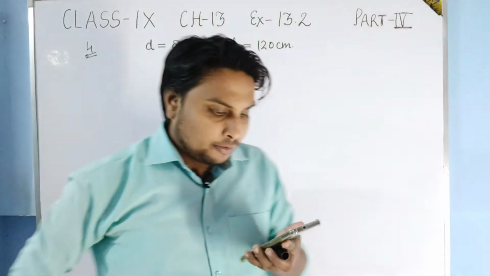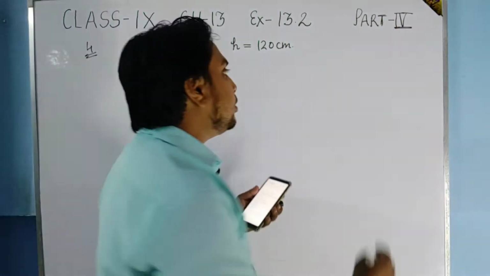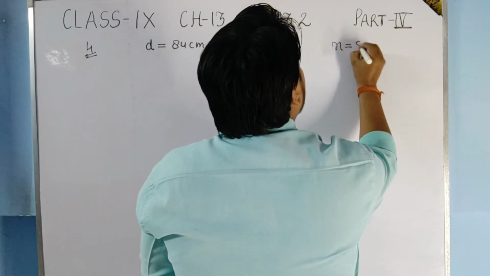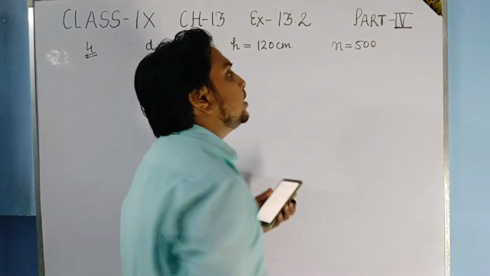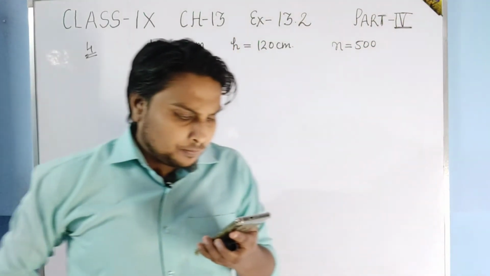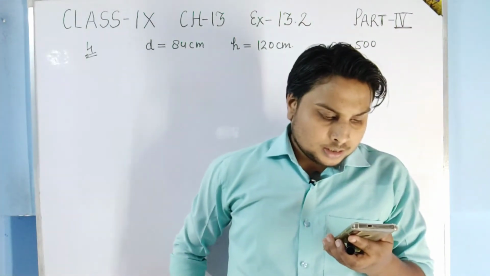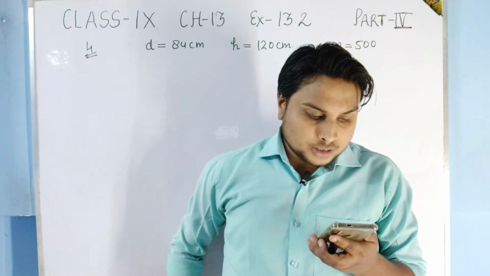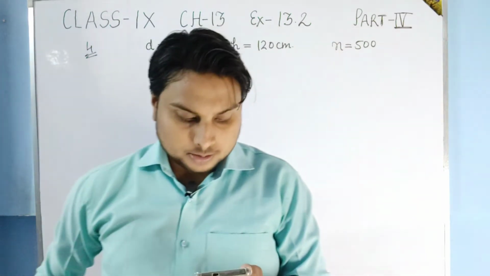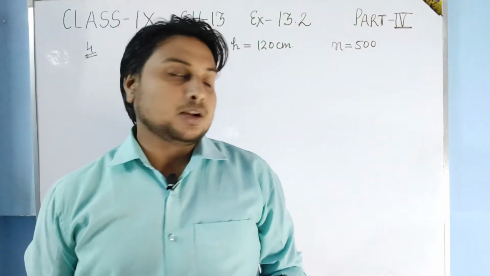It takes 500 complete revolutions. Okay, suppose the number of revolution is n. 500 complete revolutions to move once over to level a playground. Find the area of the playground.